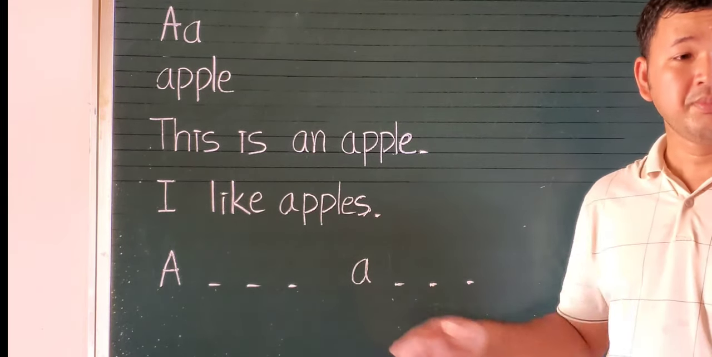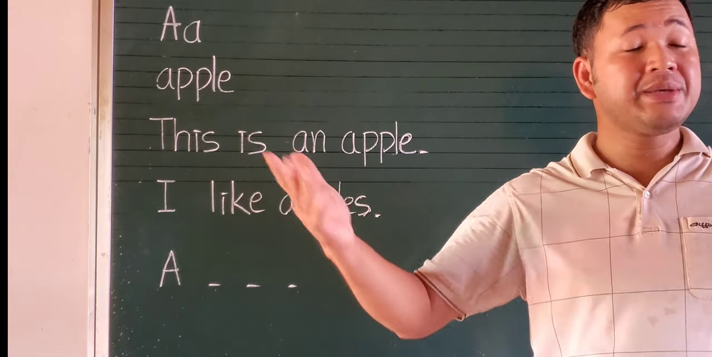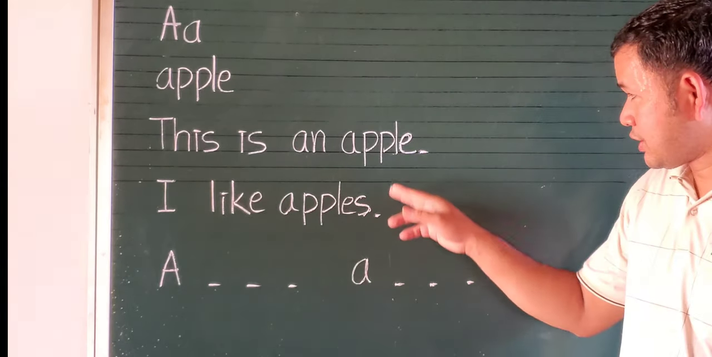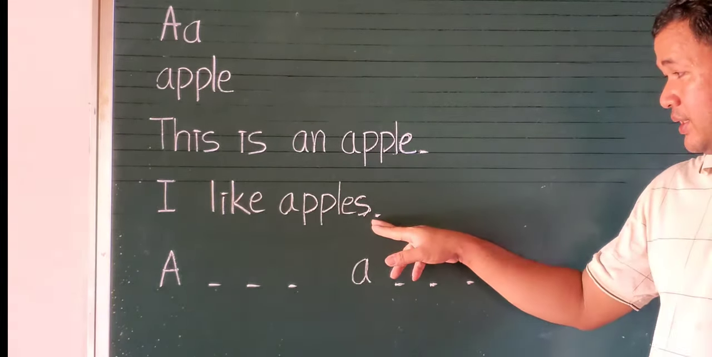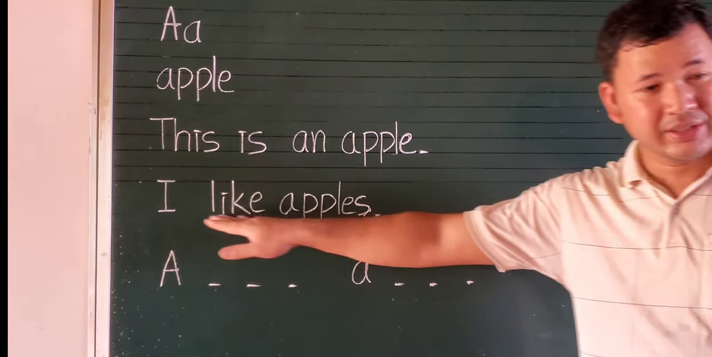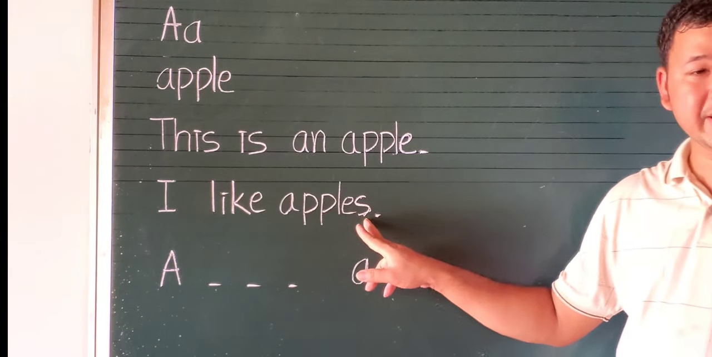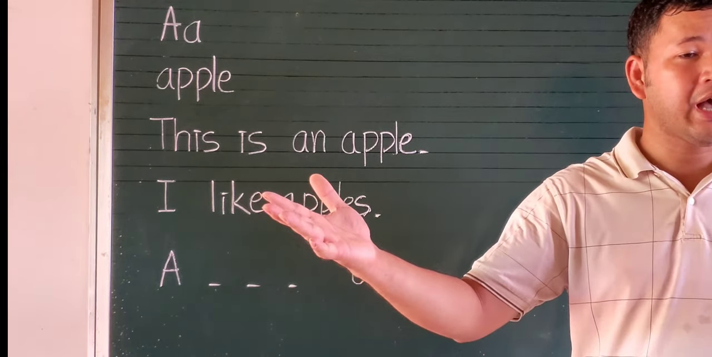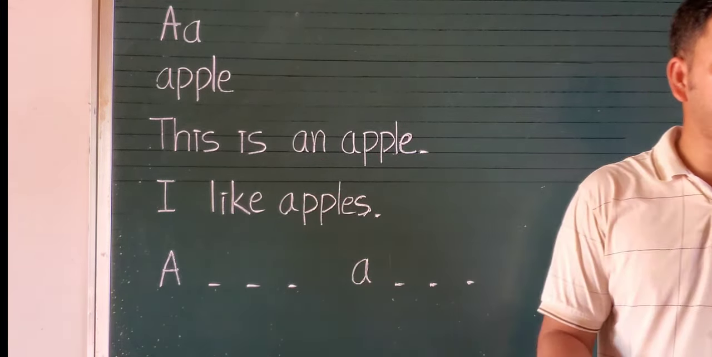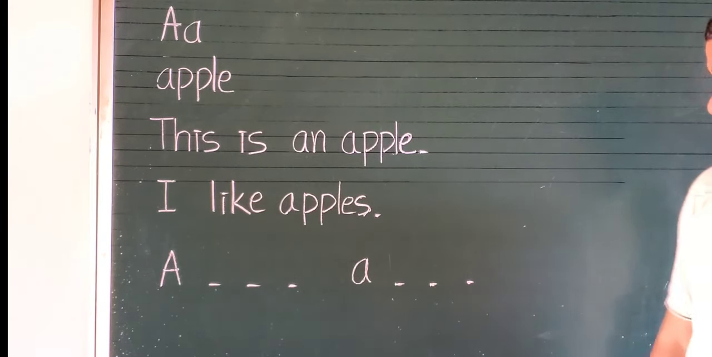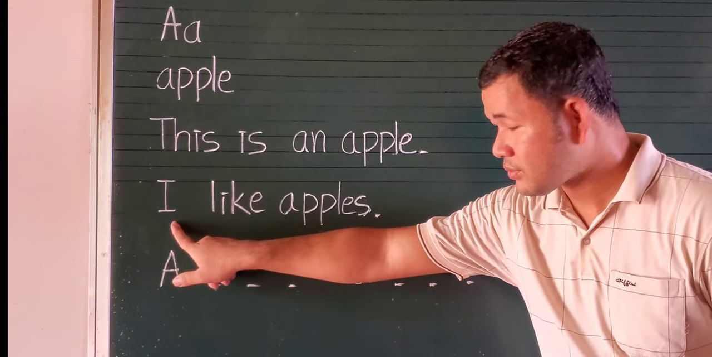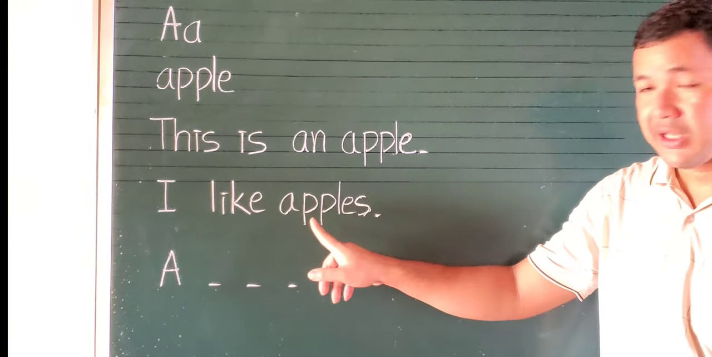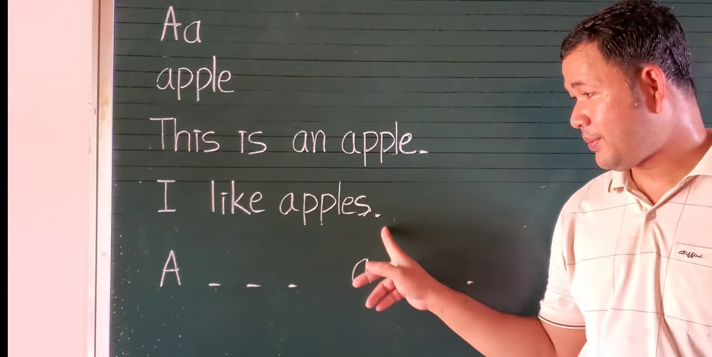Apples with S means a lot. Many, many apples. Is it this one? No. No letter S. But this sentence with letter S means a lot. Many, many apples. 1, 2, 3, 4, 5 apples. So again. I like apples. I like apples.